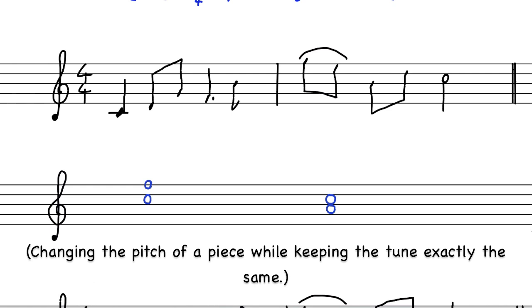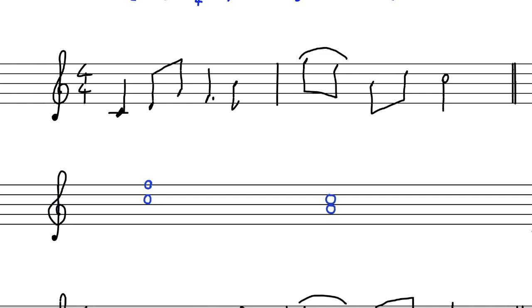The reason why we transpose is, say you've written out a song but you think it sounds too low, but you want to keep the song sounding the same, you increase the pitch into a new key. Or if you're writing orchestral music, or music where different instruments will be playing the same thing but at different pitches, then you'd need to transpose.